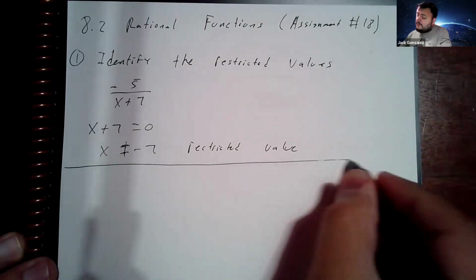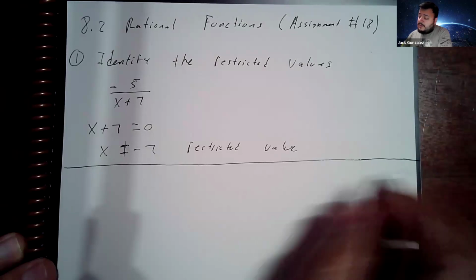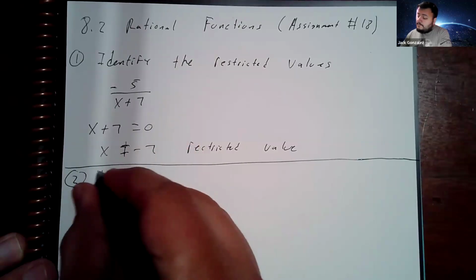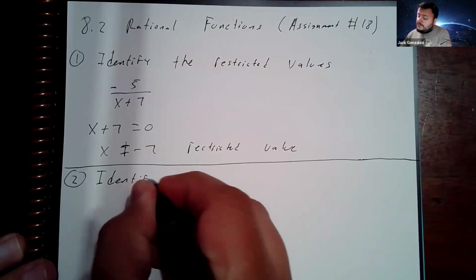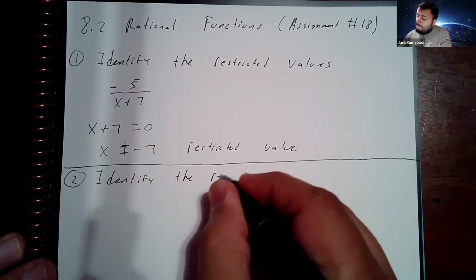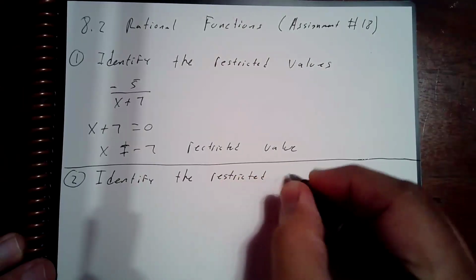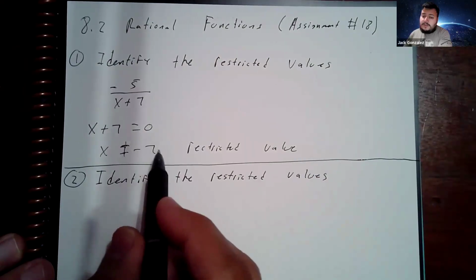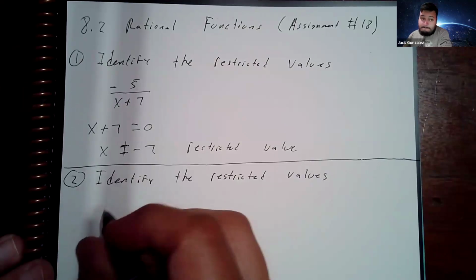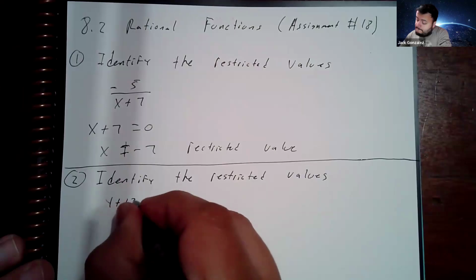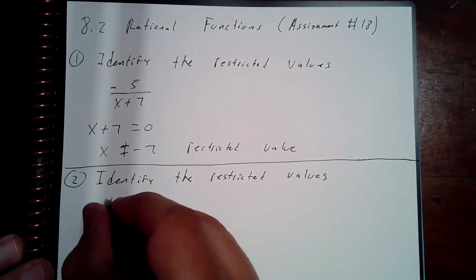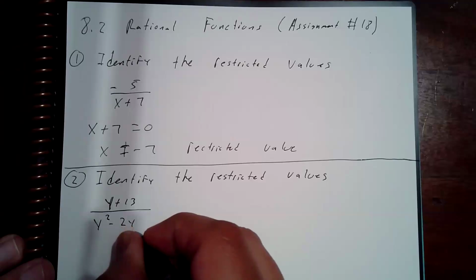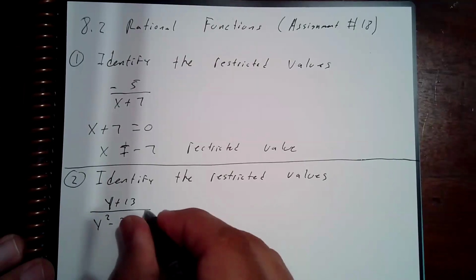So you're just basically trying to find out what makes the denominator 0, because you can't have that happen. So solve for it, and then you will know. Any questions on number 1? So this would be the restricted value for that. Yeah, -7 is a restricted one. We can't use it. Okay.